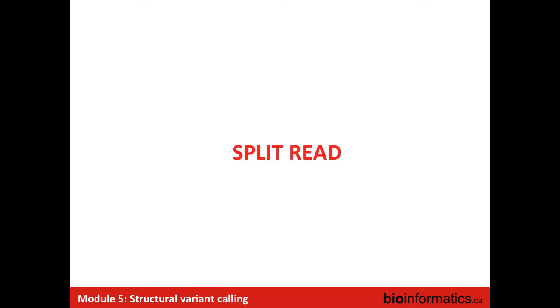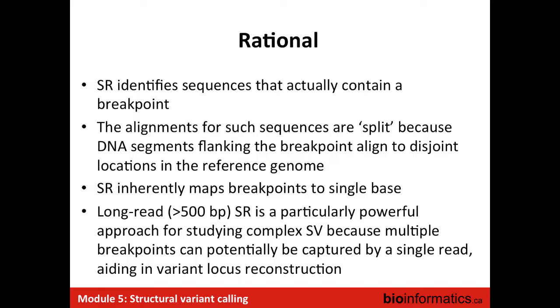The second approach we can use is split read. The rationale of split read is you take reads and you look at reads that have been broken into pieces, and then you try to make sense of these reads. You try to see reads that break into a few pieces, one or two pieces, and see how they map together. You try to find clusters of evidence that show you the same pattern, and you can call the variation. One of the major advantages here is you are really looking at the breakpoint, so you are really precise.